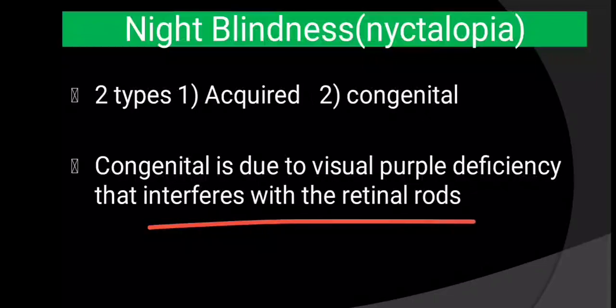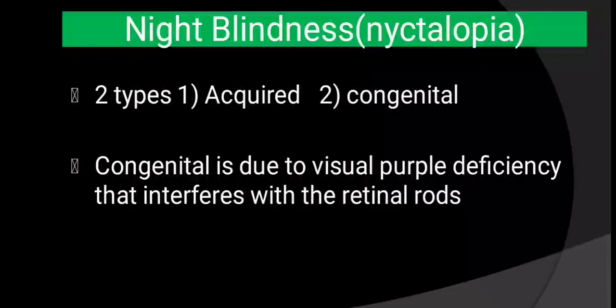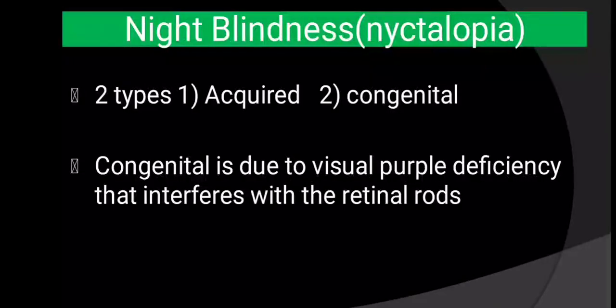It is also caused by a recessive gene which is located on the X chromosome. So this disease also follows the same pattern as we have seen in color blindness, the same inheritance pattern.